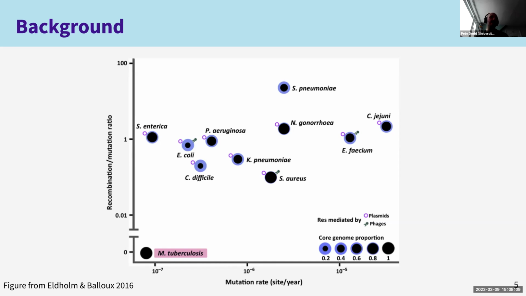It doesn't really do recombination. It doesn't have any of the other kind of interesting mechanisms that bugs use to swap resistance mechanisms between them. So if you're a biologist, maybe TB is a bit dull, but it's still very important from the perspective of drug resistance globally.